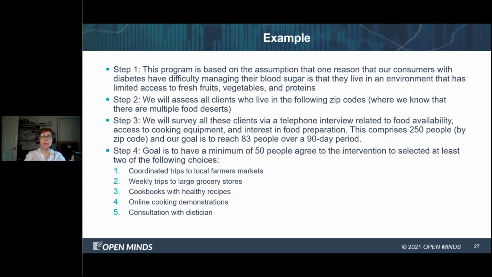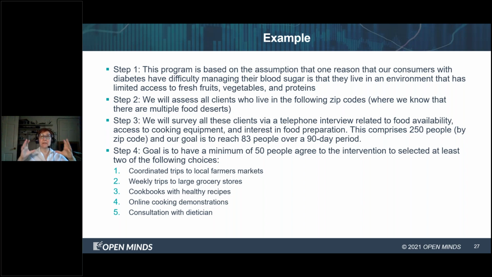So their step 4 was they wanted to get a minimum of 50 people to agree to the intervention and to select 2 of the following choices. 1 was a coordinated trip to farmers markets. 2 was a weekly trip to a large grocery store. 3 was cookbooks with healthy recipes. 4 was online cooking demonstrations. And 5 was a consultation with a dietitian.